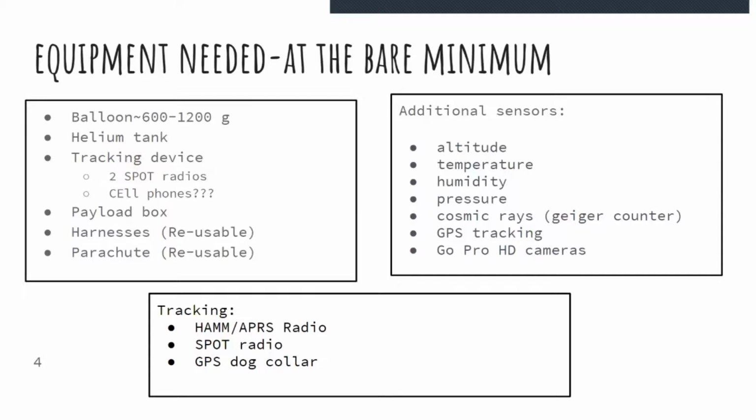After my last launch, someone contacted me and said they had done multiple launches with a GPS dog collar that worked better than anything else. I found one of those on Amazon. It was about 30 bucks. So apparently that's an option too.